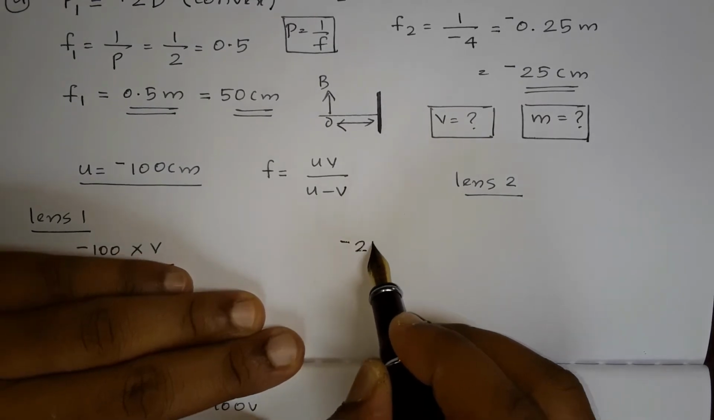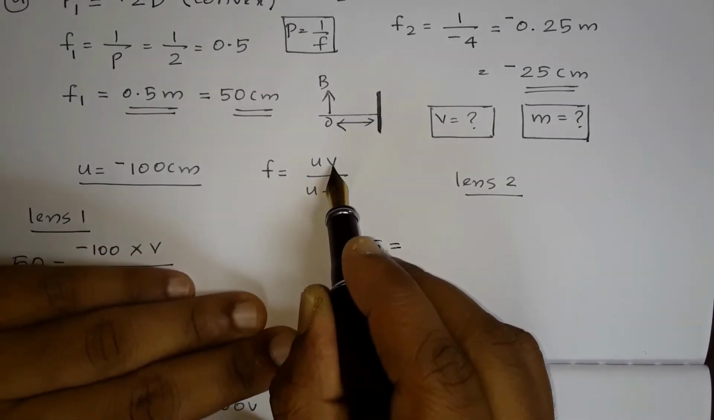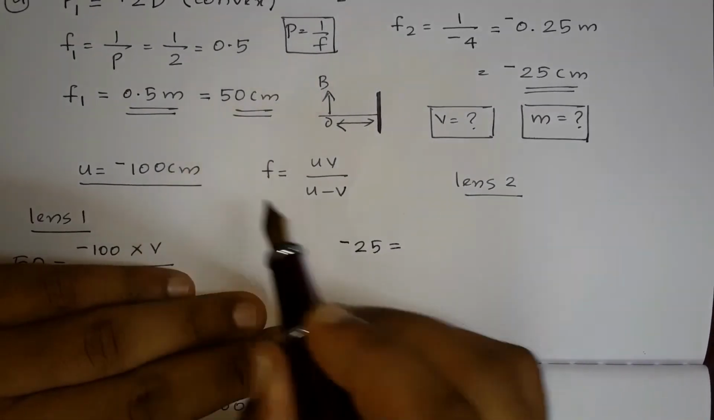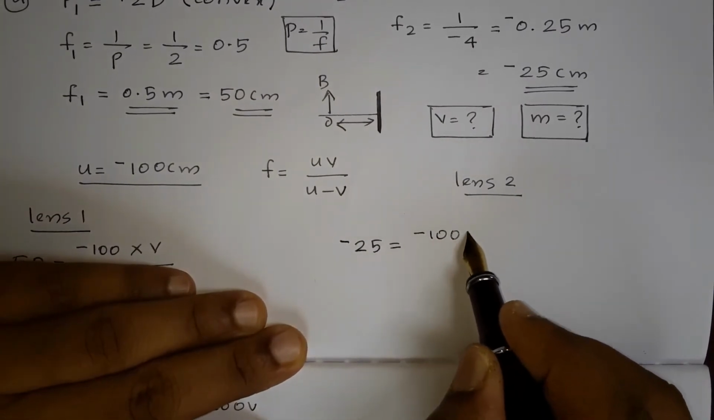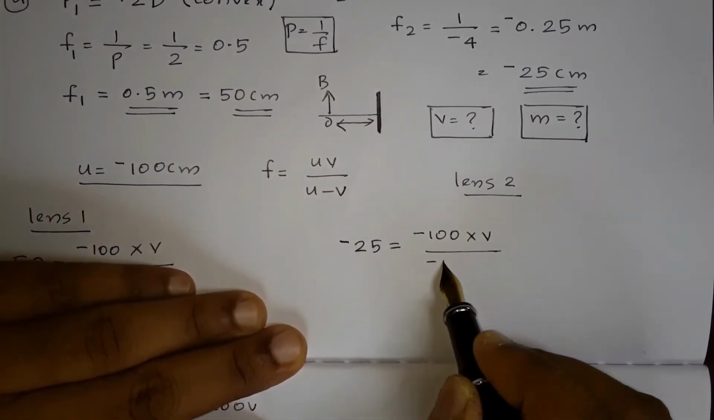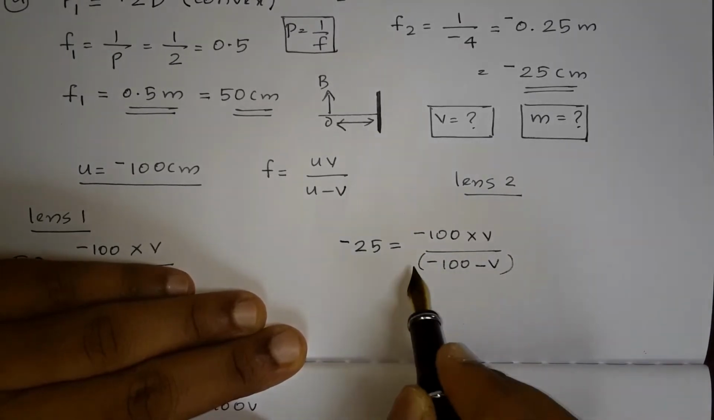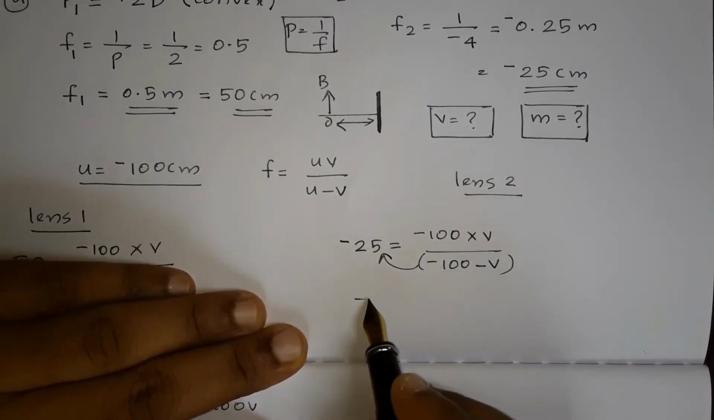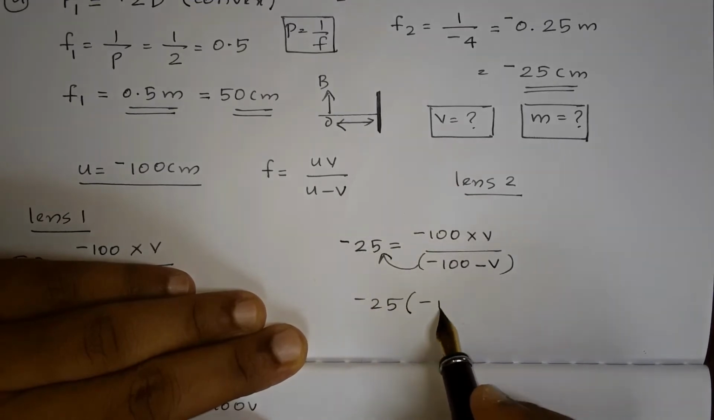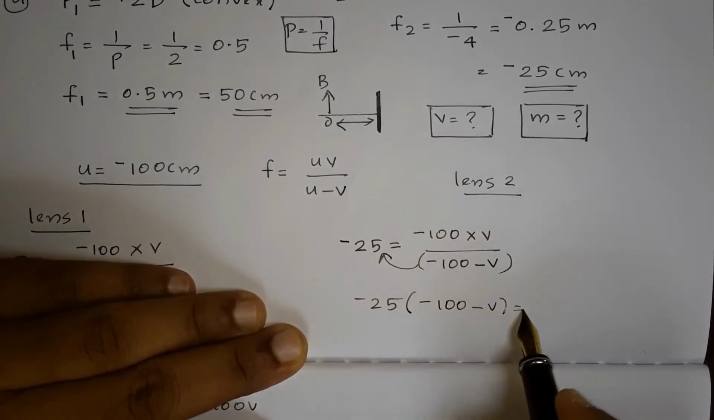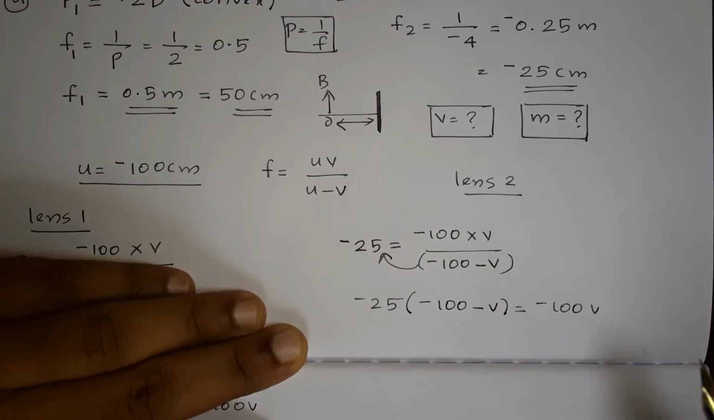So minus 25 is equal to uv. U is minus 100. So minus 100 into v by minus 100 minus v. Okay, here also we have to take this denominator to the other side. So minus 25 into (minus 100 minus v) is equal to minus 100v.